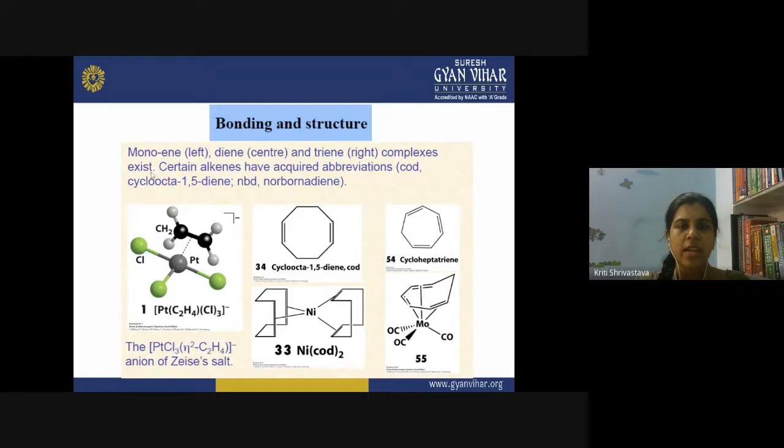The second category is the triene complex. So triene complexes also exist. Like here, in the case of cycloheptatriene, we have three double bonds available with the ligand. You can see in this complex of molybdenum, the three other ligands are carbonyl, and the molybdenum is connected to each of these double bonds. Suppose this is my carbon 1, carbon 2, carbon 3, carbon 4, 5, 6, 7.